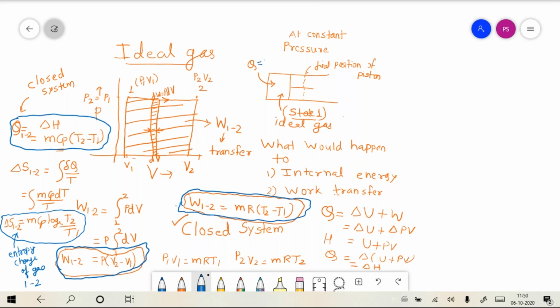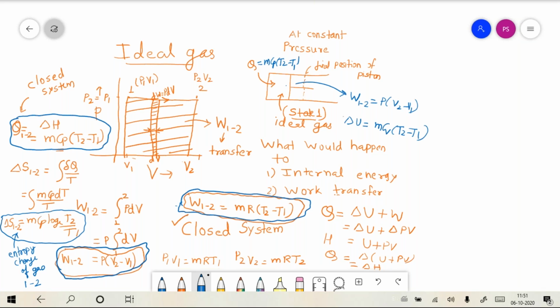So this would be the heat transfer, mCp (T2 minus T1), and this would be the work transfer, that is P (V2 minus V1). What would be the change in internal energy? By the definition of specific heat at constant volume, the change in internal energy would always be mCv (T2 minus T1).